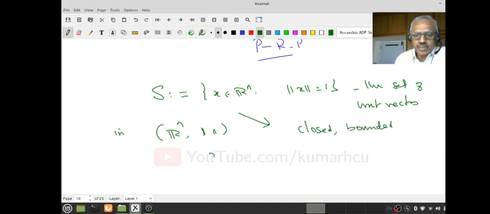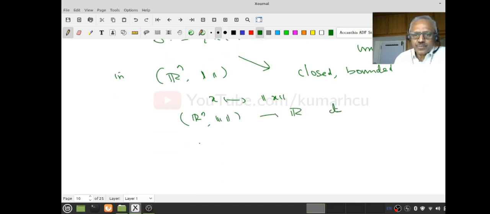Why is it closed? The map x going to norm x, from Rn with this norm to R, is a continuous function, right? Therefore S is the inverse image of the singleton {1} under this norm function. Do you follow this? I am considering the norm as a function now. The singleton {1} is closed, therefore S is closed.